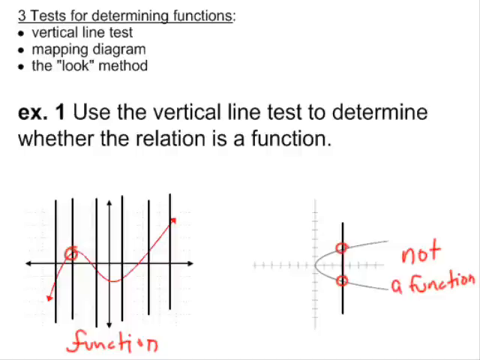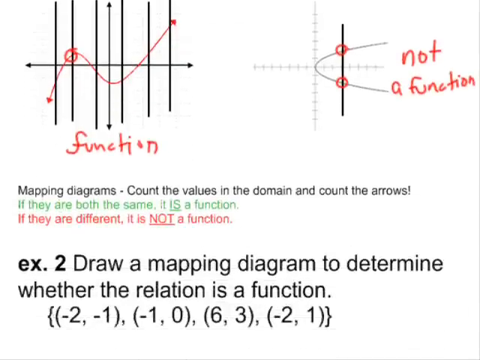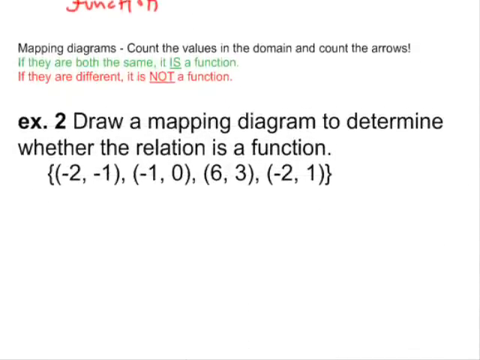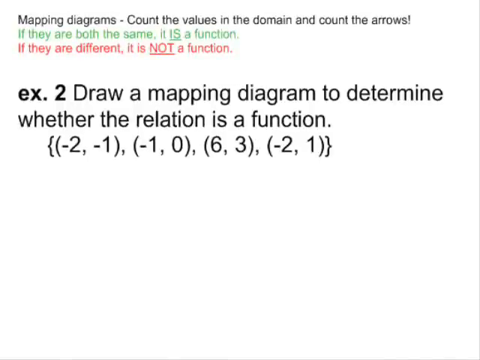The second test we have is what is called a mapping diagram, and there are some simple things to remember about a mapping diagram, and we have that up here in red and green. When you draw a mapping diagram, we're going to be counting the values in the domain and counting the arrows that we use in this diagram. And if those numbers match, it means that we have a function. And if the numbers are different, it means that we do not have a function.